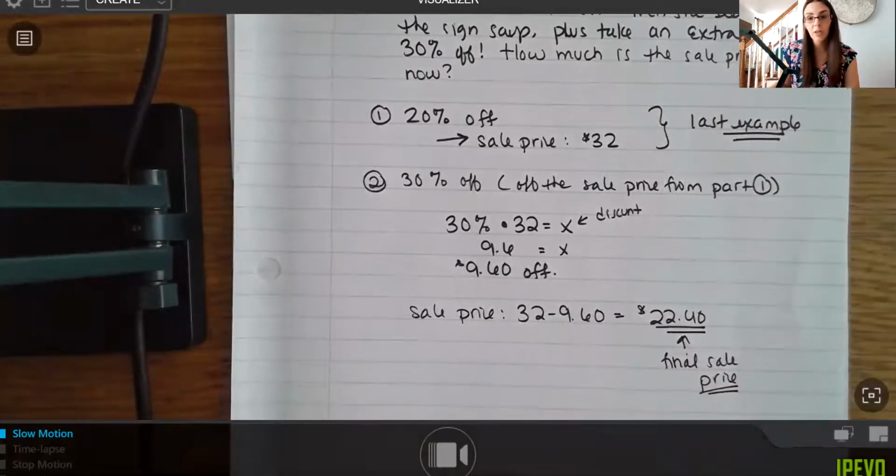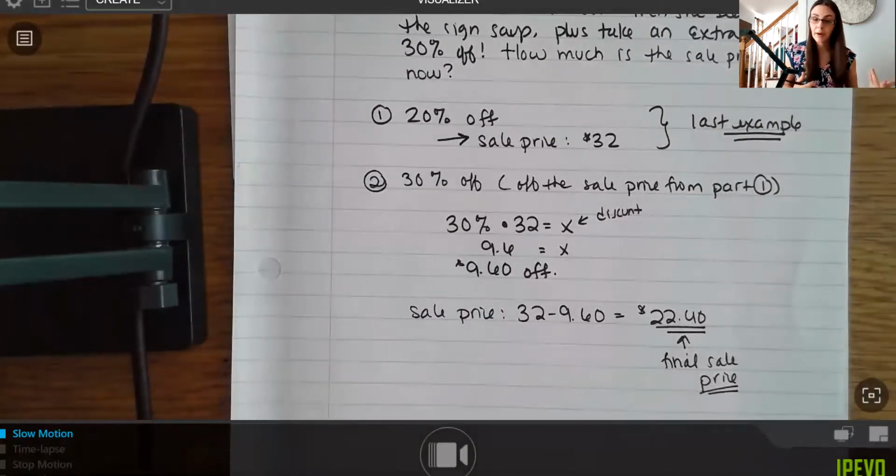Now, this is still pretty good, right? $22.40 for a $40 pair of pants, that's a good discount. But it's not quite exactly 50%. 50% would be half. So half of $40 would be only $20. So this is a little bit more.